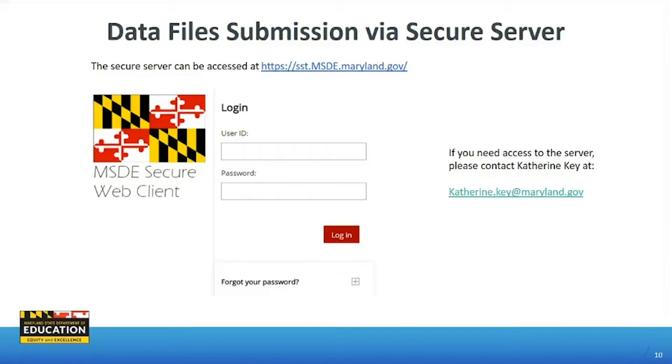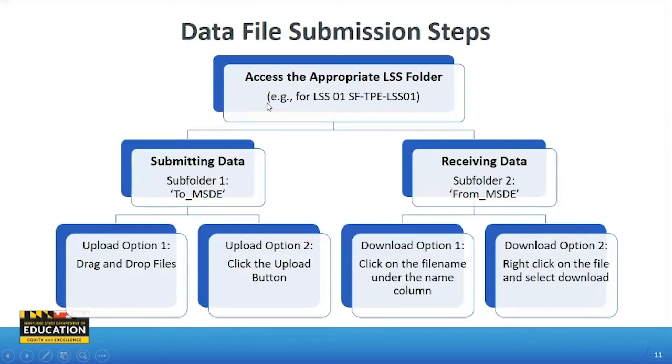This slide shows a screenshot of the secure server login page. You must have a valid user ID and password. It is fine for only one member of the team to have access. But if your team does need access to the server, please contact me at catherine.key@maryland.gov. After you log into the secure server, you can access your LSS's TPE folders. The folder name uses the state-assigned LSS number to differentiate them. For example, Baltimore County is 03 and its folder name is SF-TPE-LSS03.